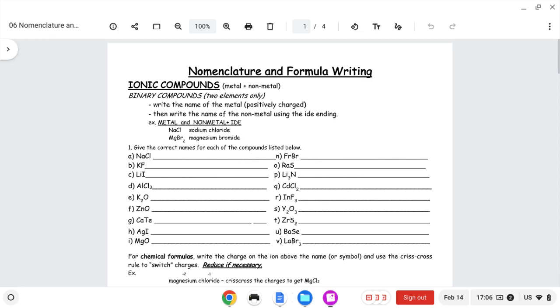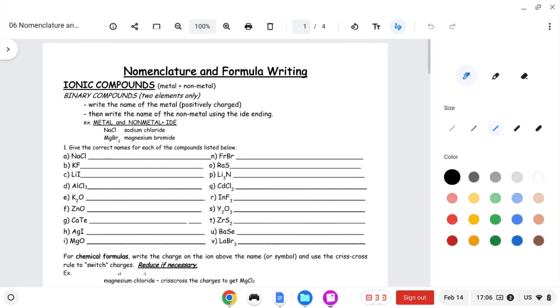So the first thing that we're going to talk about is binary compounds. Okay, so what binary means in science is two. So it's when we only have two elements in our chemical formula. So if you look at the examples right here that are listed, letters A to V, you can see you only have two kinds of elements. You might have more than one type of atom, so you might see some subscripts and some numbers, but in all of those examples, you only have a metal and a non-metal element. So they're pretty easy to name.